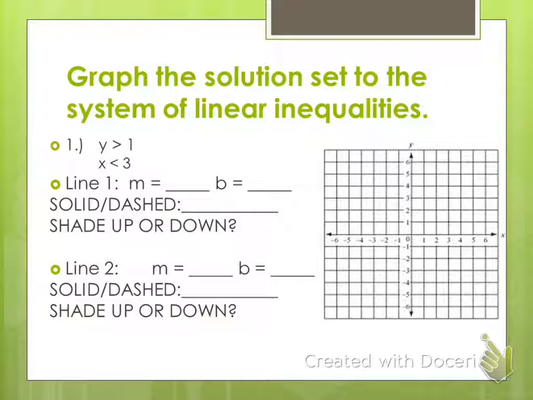So for the line y is greater than 1, if I make a little xy table for that, which column do I already know? Y is going to be 1 every time. What about x? Okay, we get to choose 3 points, so we could choose 3. What else? 5. What else?